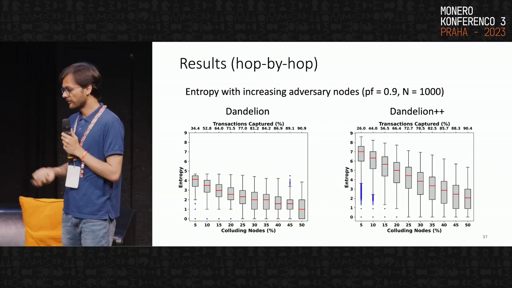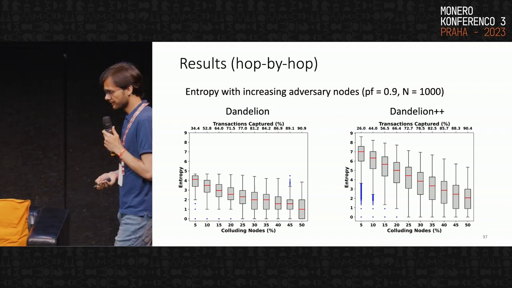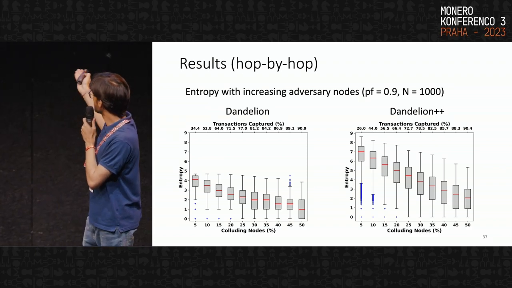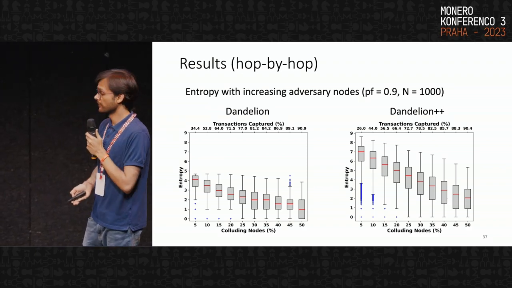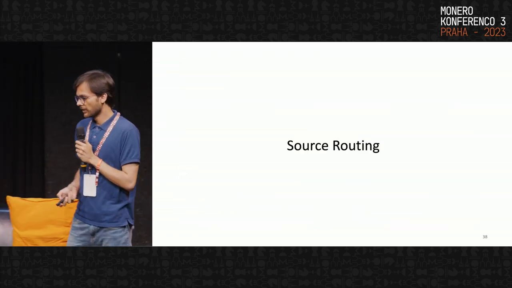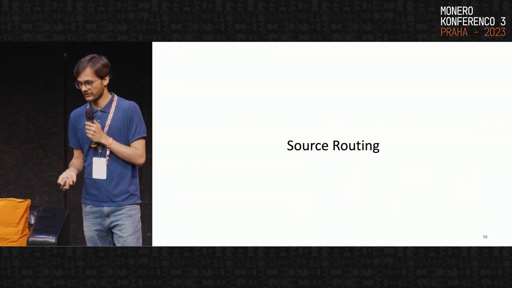Then similarly, we have this for Dandelion++. In that case, obviously the overall anonymity increased. But if you have a sufficient number of adversaries in the network, even in this case for 25%, 10% of transactions can be completely de-anonymized. So this is what I had for hop-by-hop routing, which is a routing scheme.